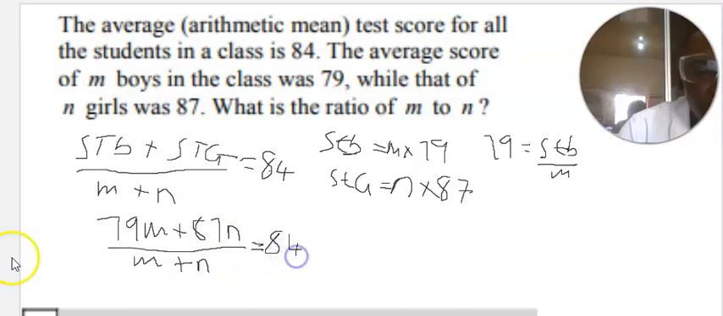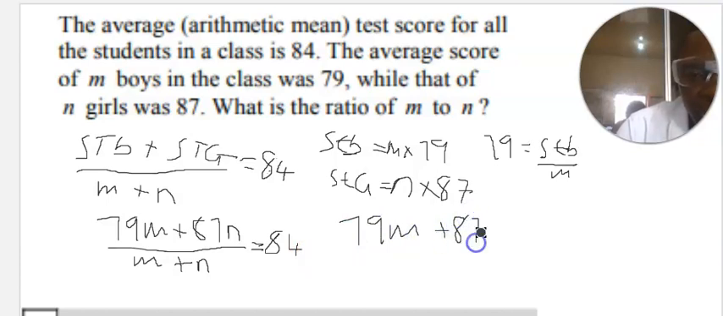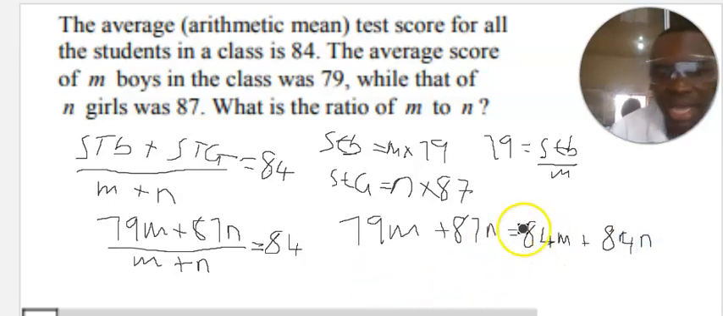Now we can cross multiply and collect like terms. So you see that 79M plus 87N is equal to 84M plus 84N. You understand? Now we can collect our like terms.